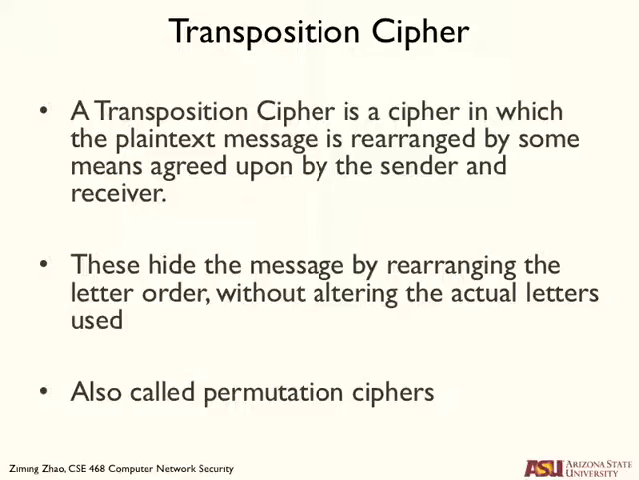So the next cipher type we're going to discuss is called a transposition cipher. A transposition cipher is different from the two substitution ciphers we just looked at. A transposition cipher is a cipher in which the plaintext message is rearranged by some means agreed upon by the sender and the receiver. Rearranging means we are changing the order of the letters.